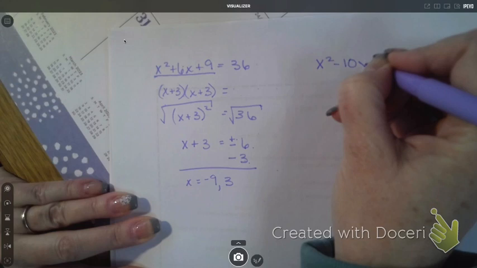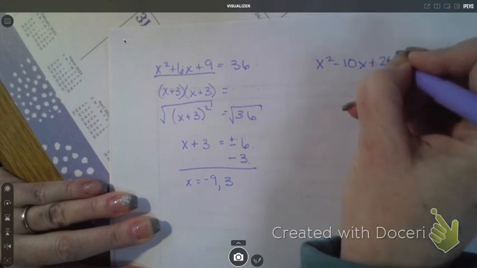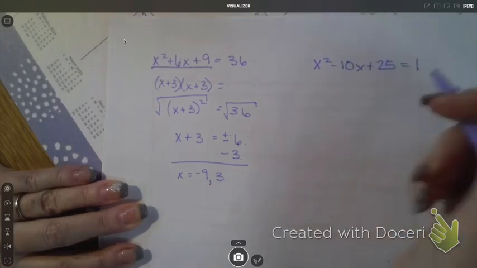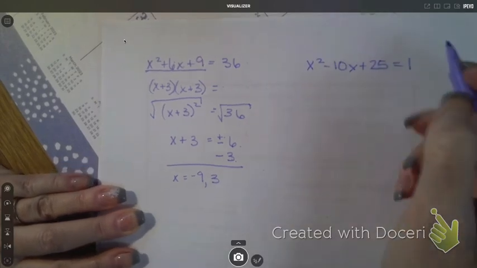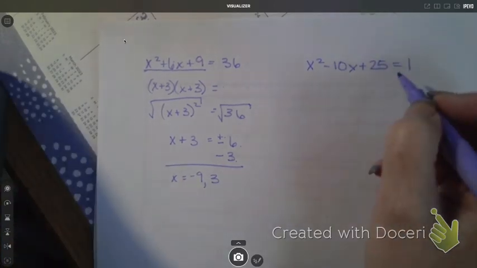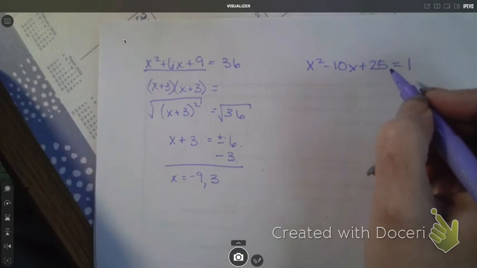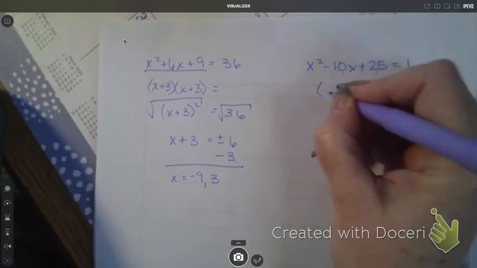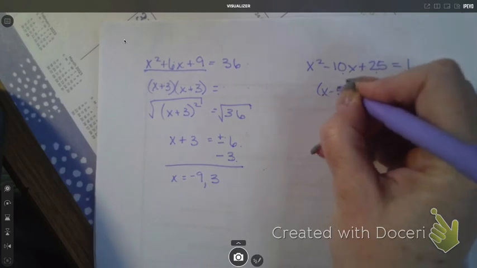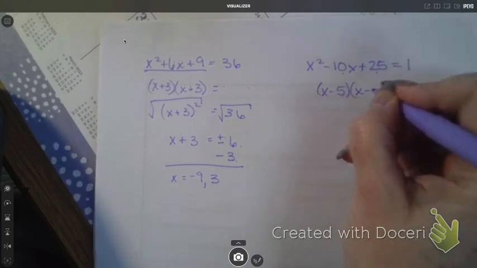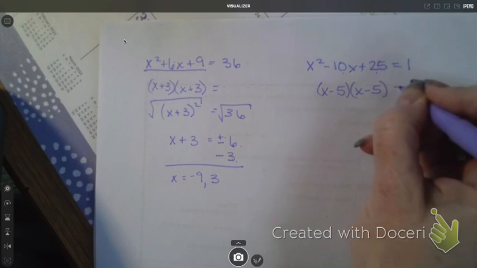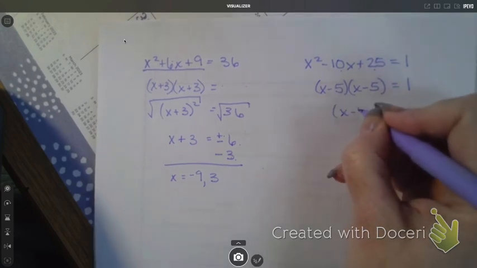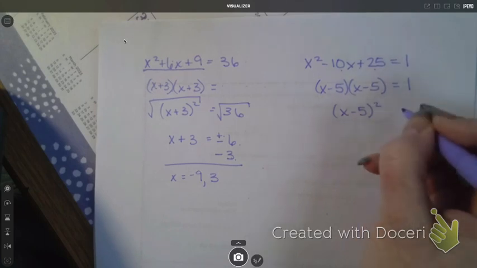X squared minus 10x plus 25 equals 1. So what do I do first? Factor. Factors of 25 that add to 10. So x minus 5 and x minus 5. So we have x minus 5 what? Squared. We're going too fast?